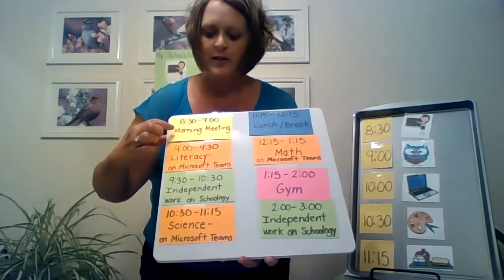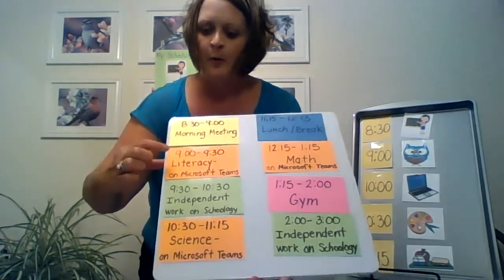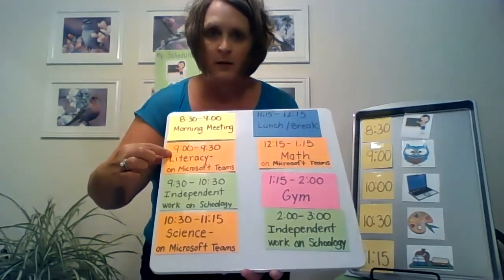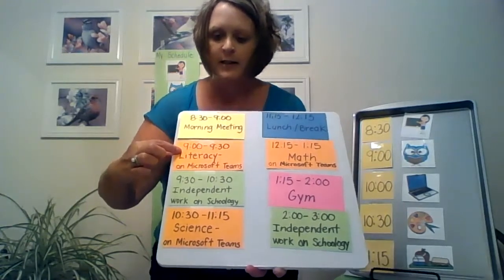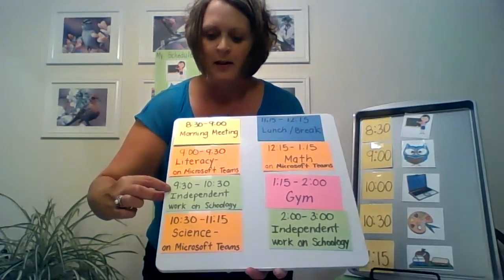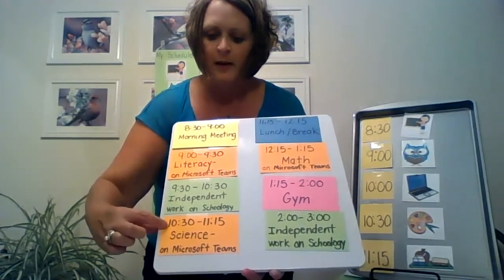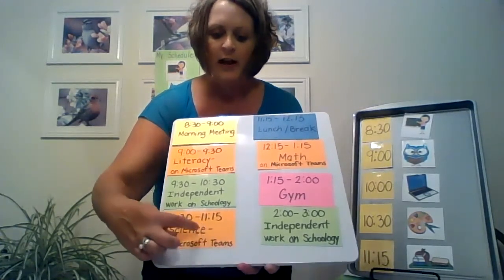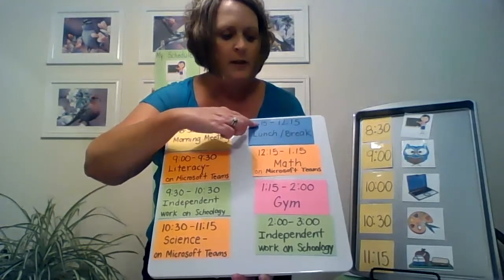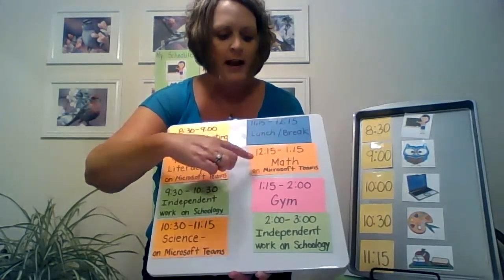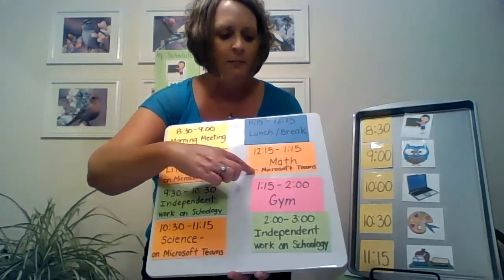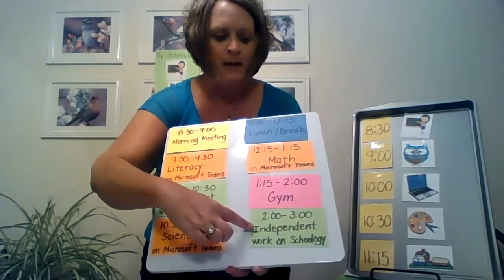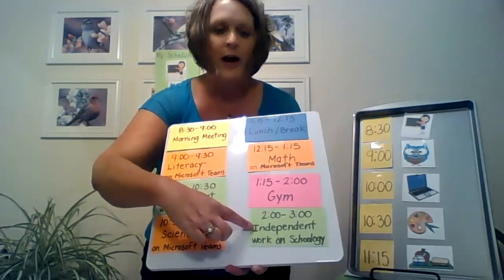So as you can see, we're going to start with morning meeting. Then we're going to go into literacy on Microsoft Teams, because that's where your child will be meeting the teacher and we'll have a live lesson. Then they may do some independent work on Schoology. At 10:30, science, again, they have to be on Microsoft Teams, so they know they have to get in there. Then it'll be lunch. At 12:15, again, math, I'm going to meet my teacher on Microsoft Teams. Then gym, and then more independent work on Schoology.